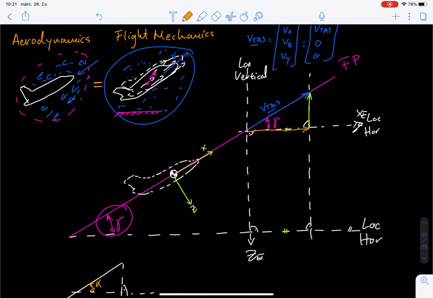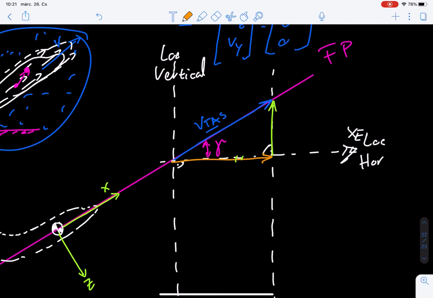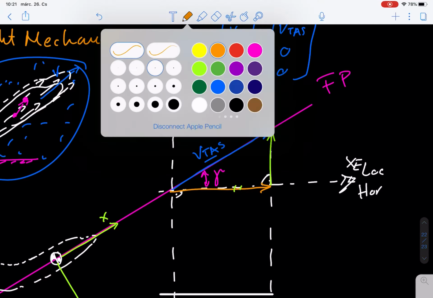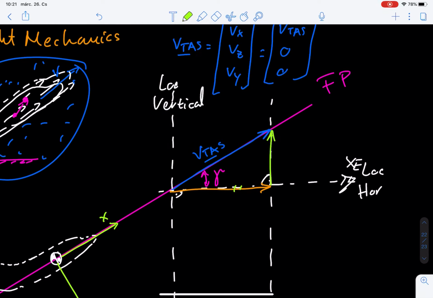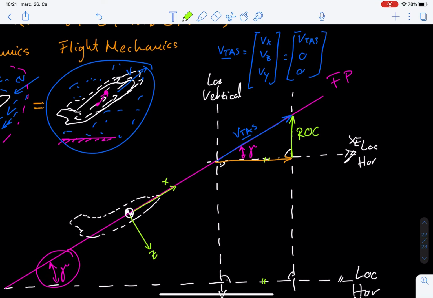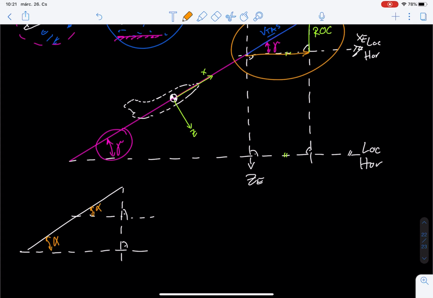Okay. So if I want to magnify this one right here, we said in the beginning that the rate of climb is going to be the vertical component of the true airspeed. So basically this one. So this is what we're going to call the rate of climb. And how we can calculate the rate of climb, to understand that, let's magnify this problem and take it a bit further down.